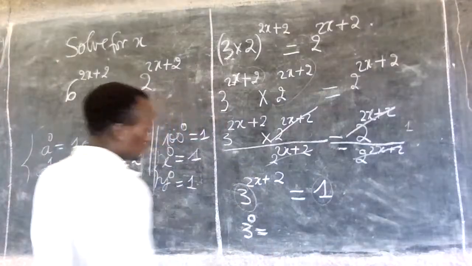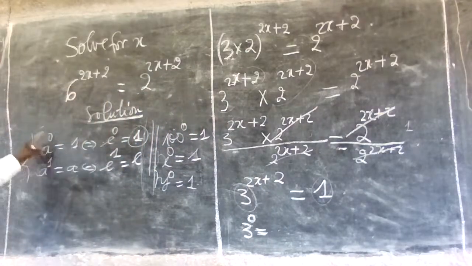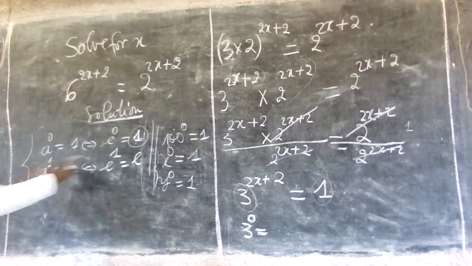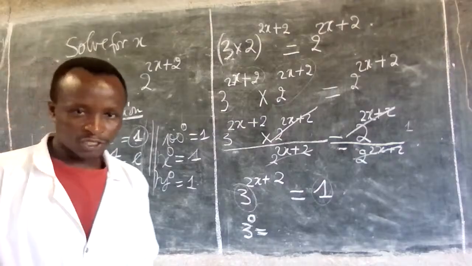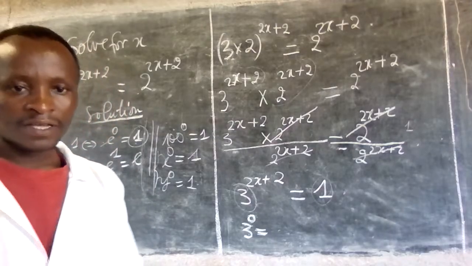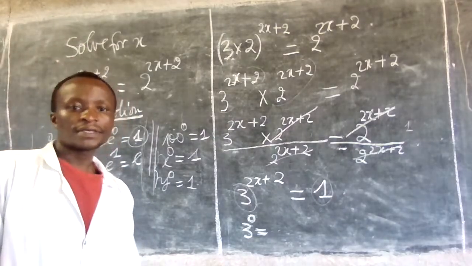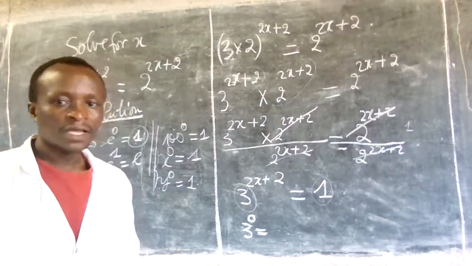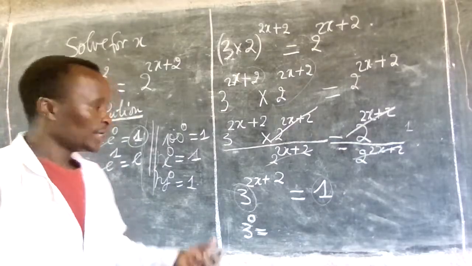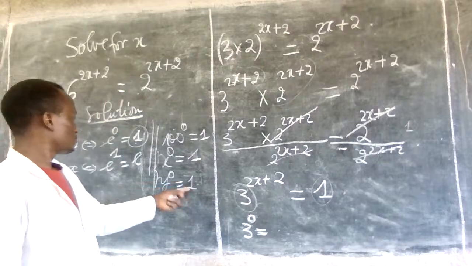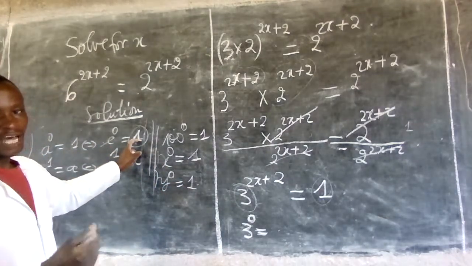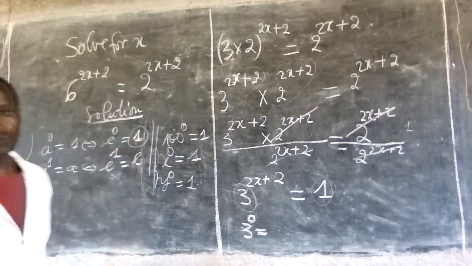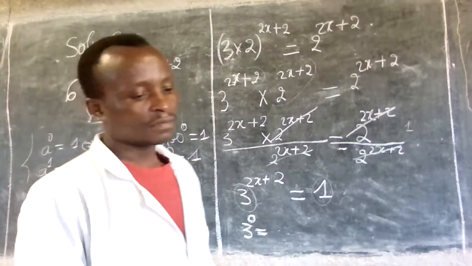Let us continue. Now, according to those properties that I gave you, any number power 0, I have said some properties. Any number power 0 is equal to 1. Isn't it? You see, any number power 0 is equal to 1. Yes?